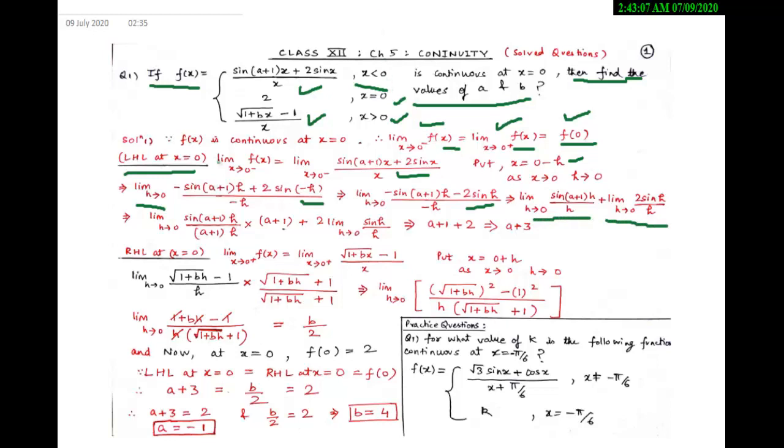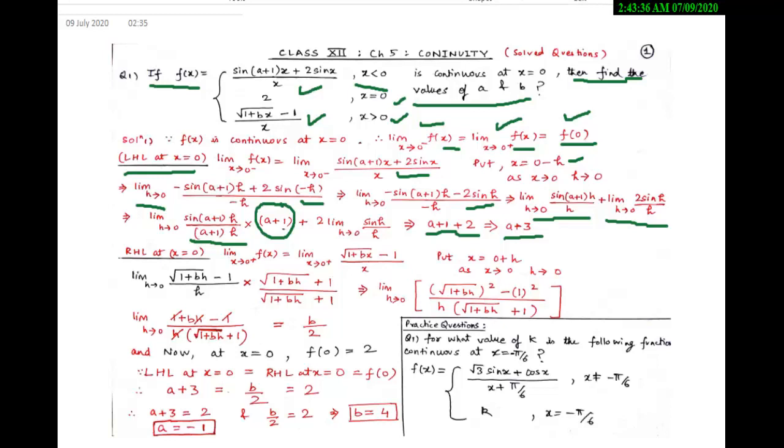So, from here, students, we will write limit h tends to 0 sin((a+1)h) upon (a+1)h. Since in the denominator we have only h, to compensate for it, we will multiply by a plus 1. And now plus 2 limit h tends to 0 sin h upon h. So, from here, we get a plus 1 and plus 2, which is equal to a plus 3. And now we will take the right hand limit at x equals 0.